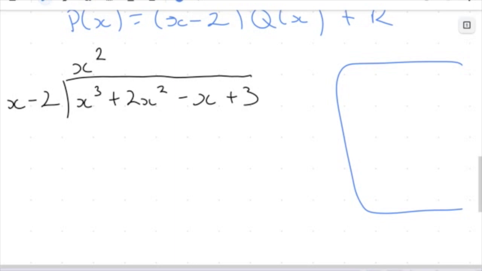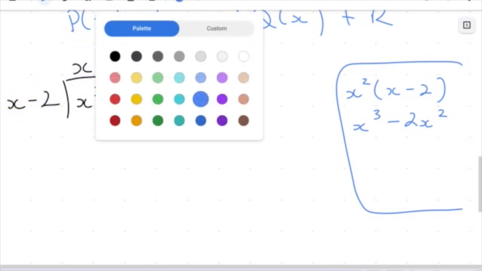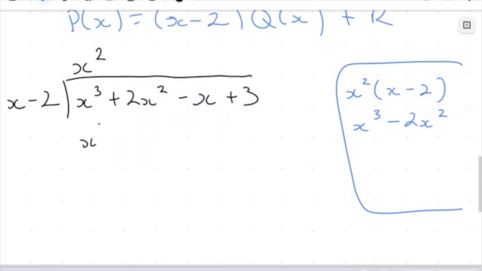And now, to find out the bit that goes underneath here, like we did with our previous example, we want to multiply this up here with our divisor. I'm going to do that on the right hand side. So I've got x squared times x minus 2. Here we have a number outside the brackets, so we want to expand these brackets, and that's going to give us the remainder bit over here: x cubed minus 2x squared.